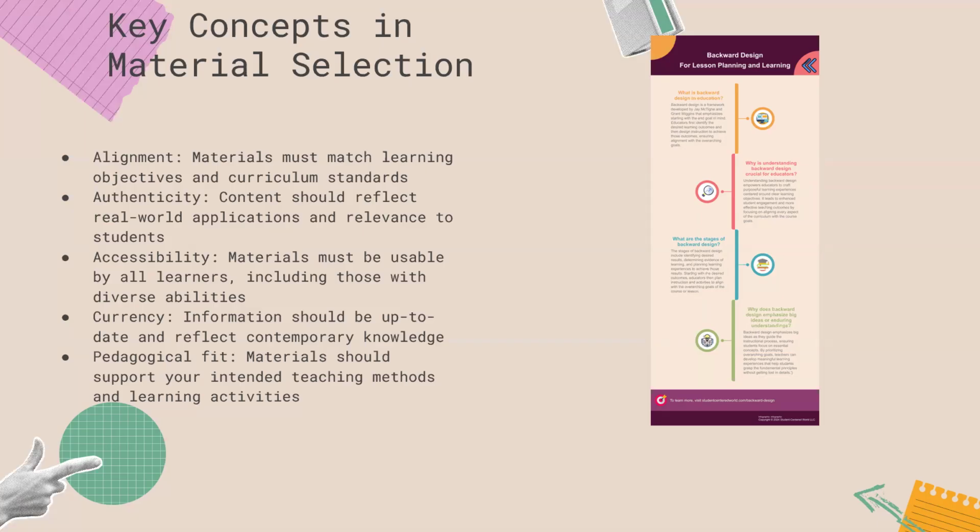So the second key concept in material selection, folks, is authenticity. Here, something important that we have to take into account is that students learn better when materials connect classroom content with real life situations, right? Authentic materials make learning meaningful and relevant, remember. And this is aligned also with the CEFR levels, right? Something that we have been discussing in the other courses.